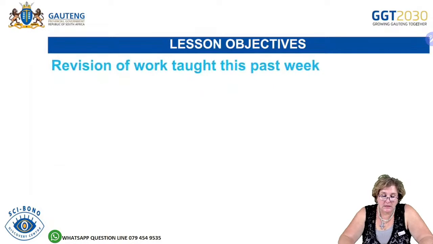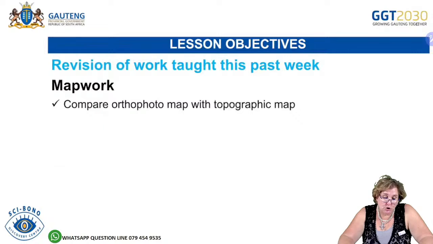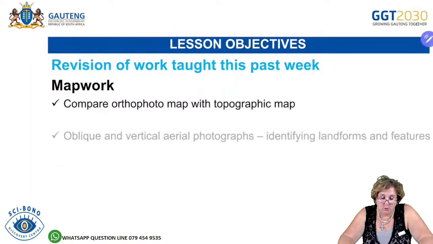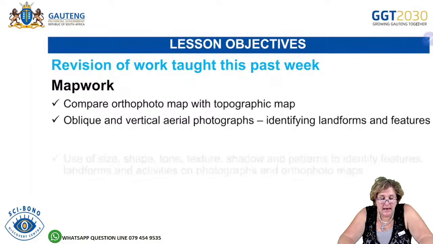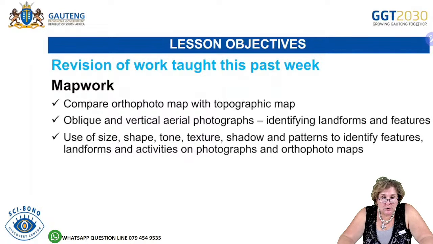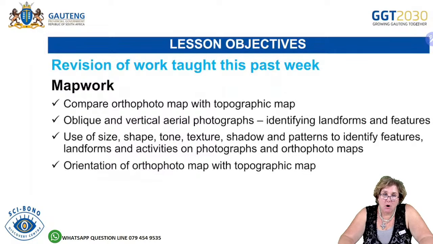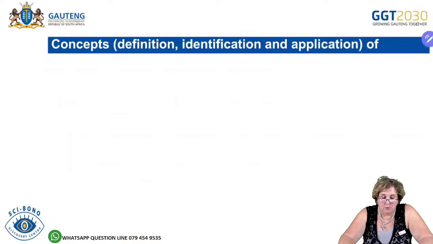Okay, let's then, as I said, remember, each week you need to do some map work. So this week is where we're going to compare the orthophoto map with the topographic map. We're going to look at oblique and vertical aerial photos, where you need to be able to identify landforms and features. Also the use of size, shape, tone, textures, shadows and patterns to identify certain features, landforms and activities on an aerial photo and the orthophoto map. And then as well as some orientation of orthophoto maps with topographic maps.